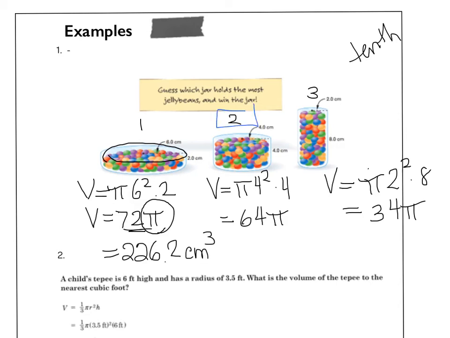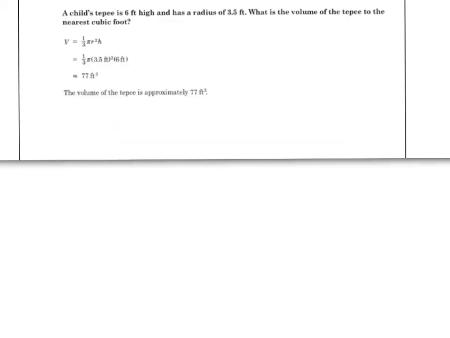I got 226.19, but I say round to the nearest tenth, so that's 226.2 centimeters cubed. For the second one, I'm getting 201.06. We're going to round that to the nearest tenth, so that'll be 201.1 centimeters cubed. And for the third one, it's 34 times pi, which is going to be about 106.8 centimeters cubed. And it looks like the jar with the most is jar 1. So I didn't guess right, I lost. I'm sad.